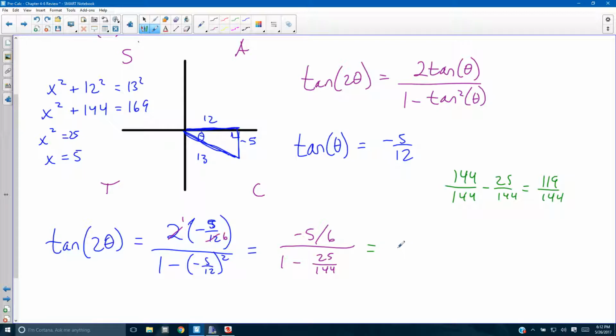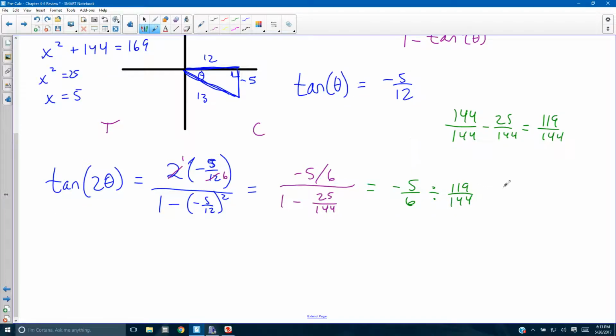So here I got negative 5/6 on top. You know what, this is better if I write it left to right, divided by 119 over 144. The reason for this is not to have the fraction over fraction nonsense, and this is kind of how we can compute it. Multiply this by its reciprocal, times 144 over 119.